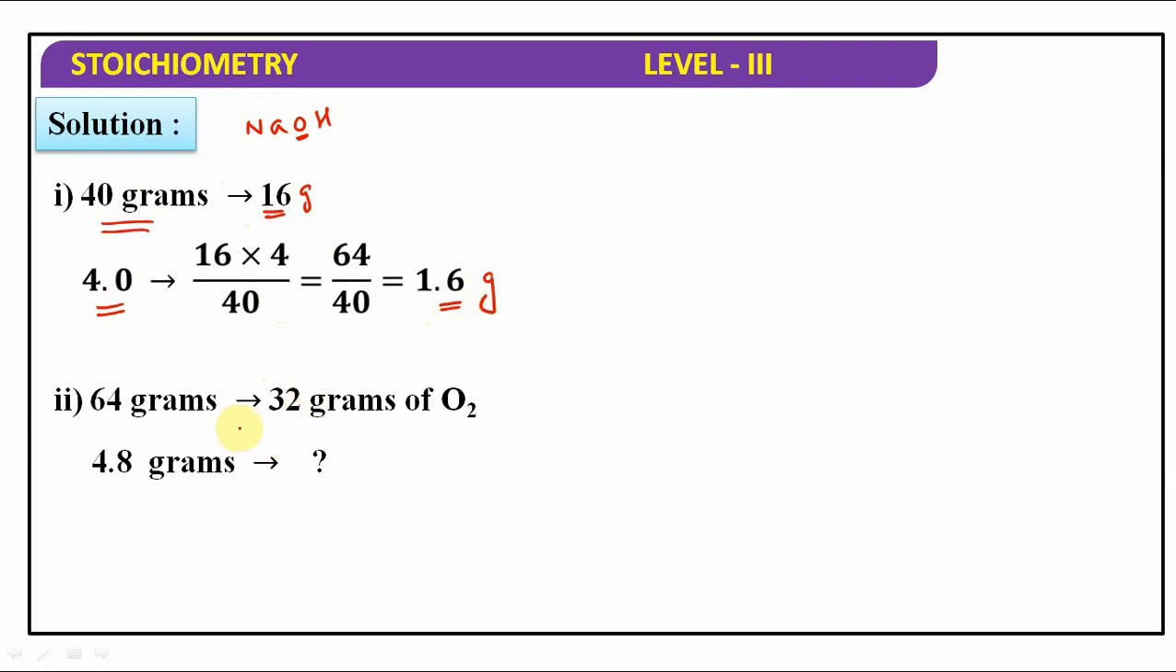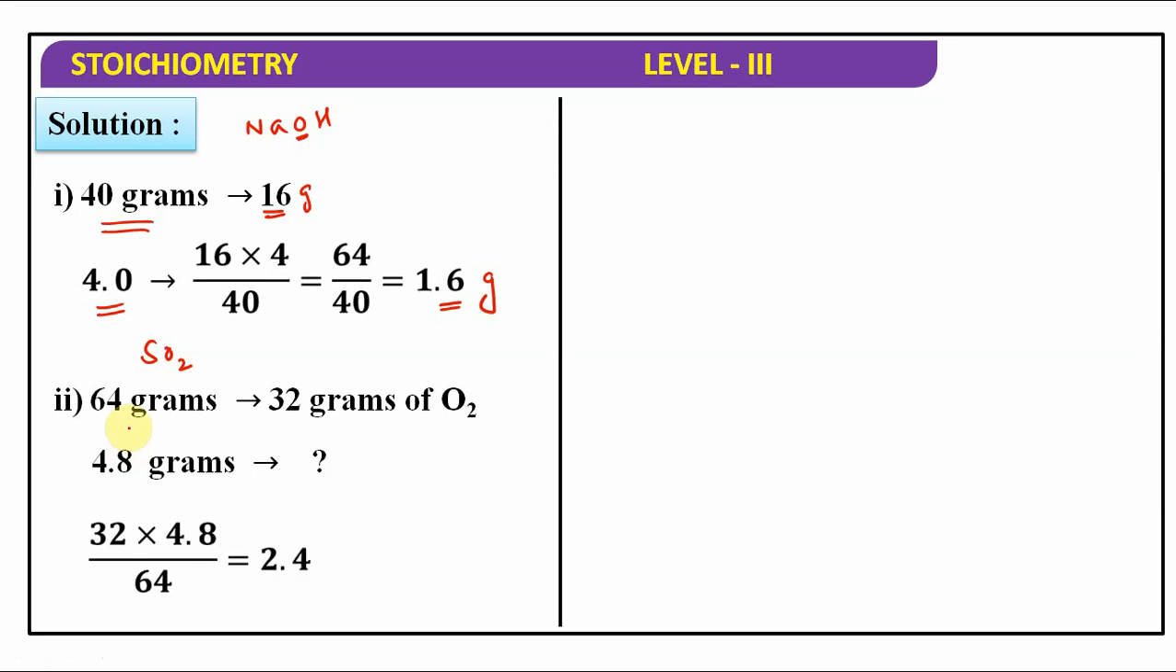Similarly, the next molecule they gave is SO2. 64 grams of SO2 consists of how many grams of oxygen? 32 grams. Do you agree? Because in SO2 it is 2 into 16. And 4.8 grams of SO2: do the cross multiplication, 4.8 into 32 upon 64 will give you 2.4 gram of oxygen.